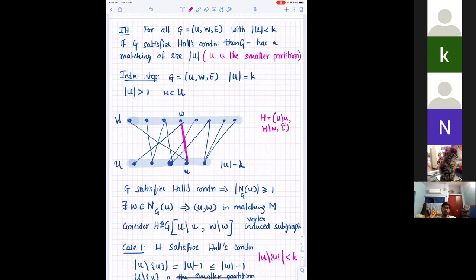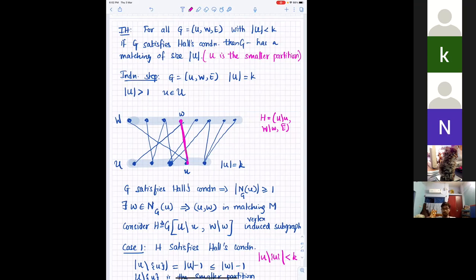Ma'am, what exactly did you assume in the inductive hypothesis? For all G, U, W, E with cardinality of U less than k, if G satisfies Hall's condition, then G has a matching that saturates U, and the vertices with which U's vertices are matched are in W. Correct. Then, having removed the small w, the vertex from W. So you have removed this vertex. That is your question? Yes, ma'am. If you did not think about that, once you have assigned w to u, can you use w again?